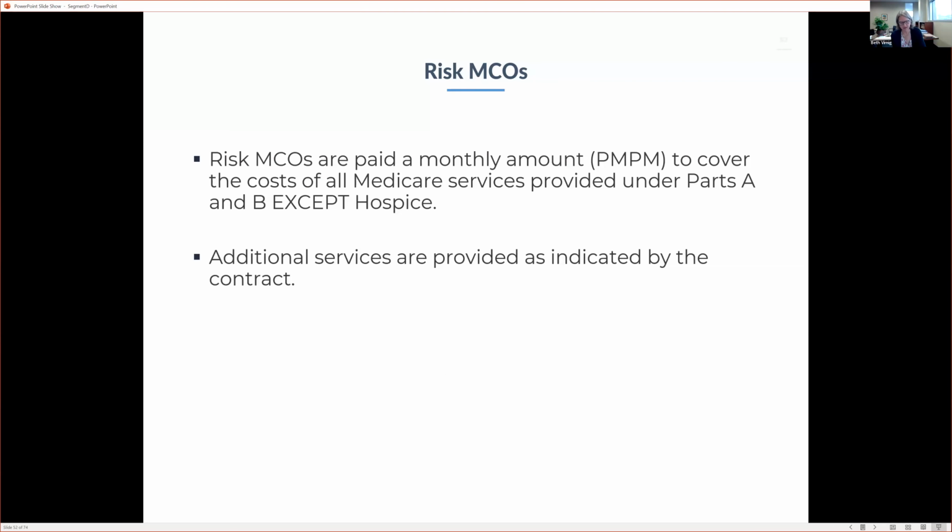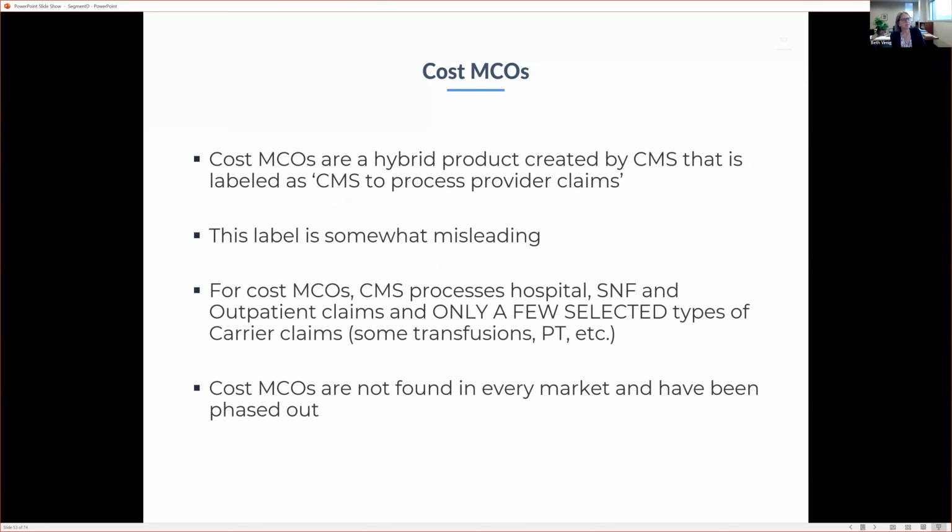And that's all based on the contract. So that's where knowing the contract number can be useful. There used to be this thing called cost managed care plans. And they show up and they're, from an inference perspective, more challenging. They were a hybrid product that CMS created with the idea that they thought the savings was more in the special things that the plans did to manage their populations than it was in their ability to process claims.